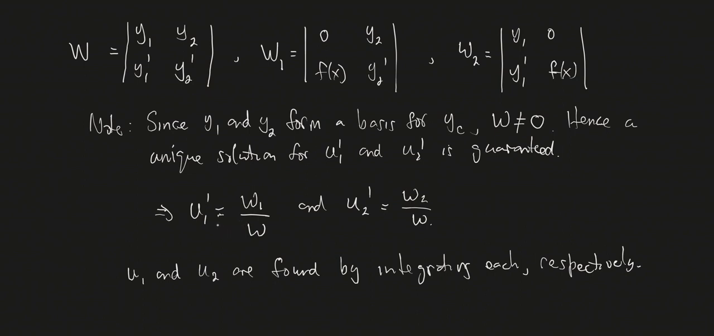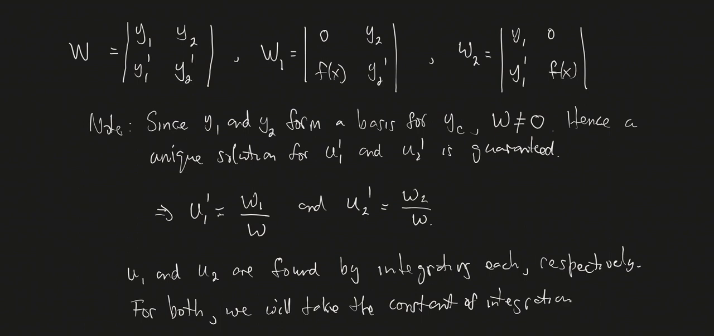But here we want a particular solution. So for both of these integrals, we're going to take the constant of integration to be 0, because we want a particular function. We don't want a whole set of functions. We want a particular u1 and a particular u2 that can be used to construct our y sub p. So for both, we will take the constant of integration to be 0.